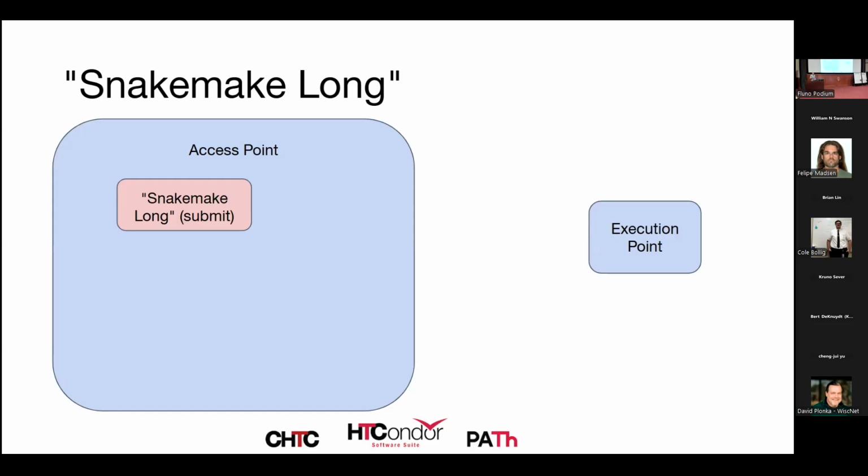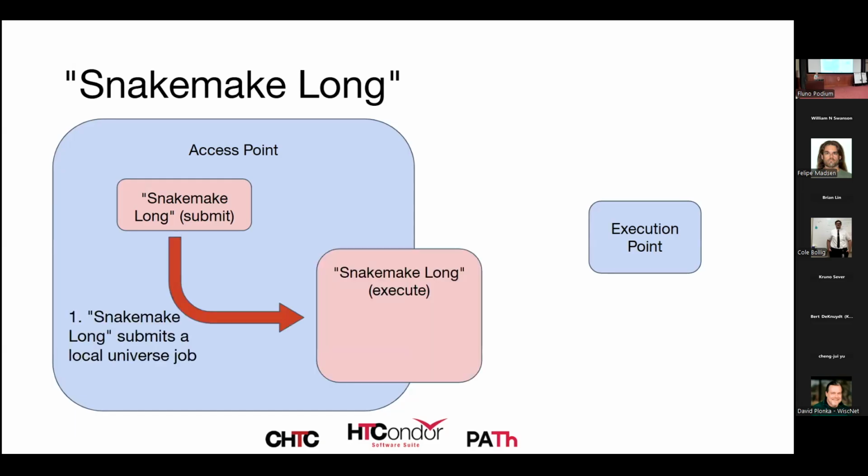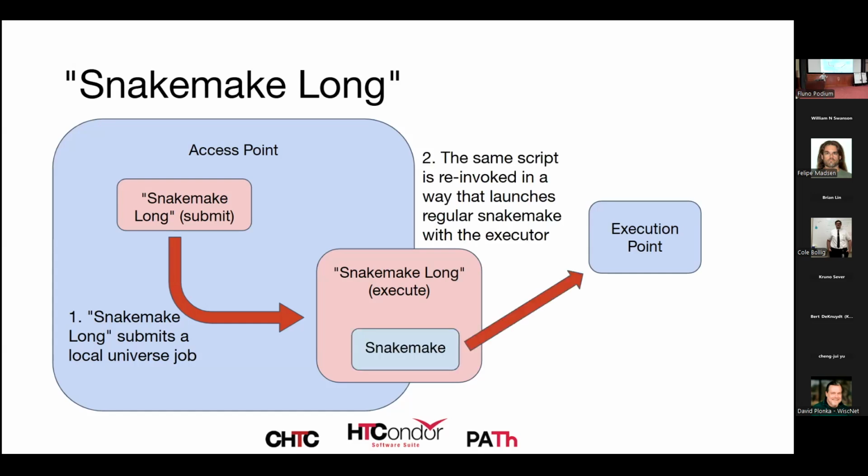So I developed this Snakemake long script that has two execution modes, a submit mode and an execute mode. And instead of running Snakemake at the access point, I run this Snakemake long script. It, in turn, will submit a local universe job. So that's a job that's managed by Condor, but that runs at the access point, not the execution point. And then the Snakemake long job running at the access point is the thing that invokes Snakemake.